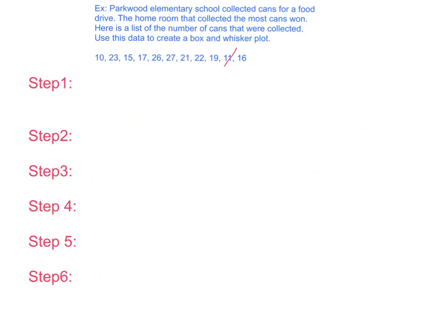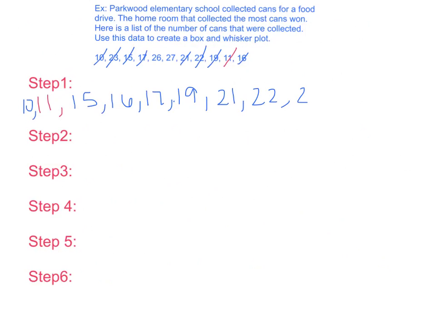So that's what we're going to do, and we're just going to go through and mark through and say 11. I'm actually going to change to blue. And then our next one is 15. Then 16, 17, oh, I missed one. We need to add a 10 up here. And then 19, 21, 22, 23, 26, and then 27.